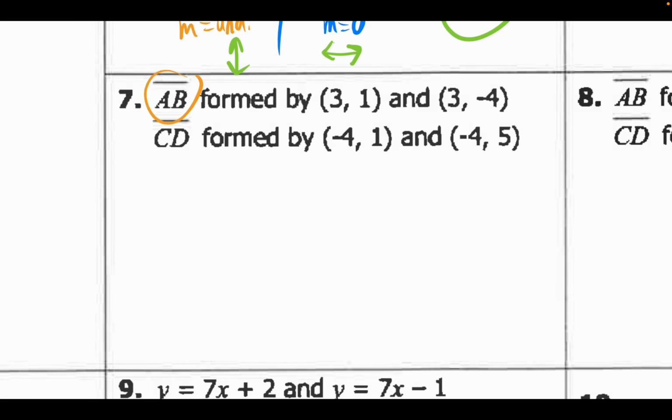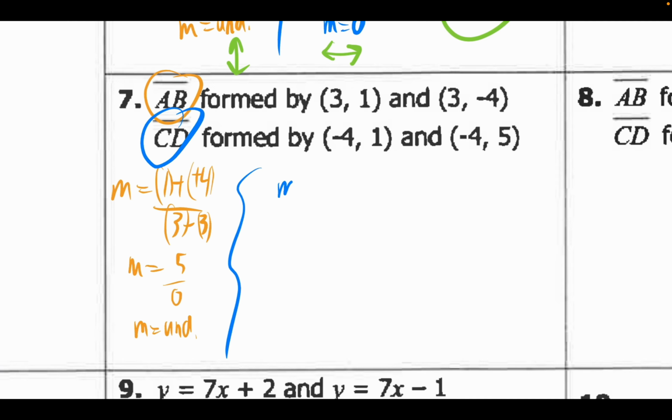Number 7 here, finding the slope of this first one in orange, I'm going to have 1 minus a negative 4 on the top, and on the bottom a 3 minus 3. Some of us may already catch what's going on here, then I'm going to have 5 over 0, and the 0 is the important part there, because this is going to be undefined or a vertical line.